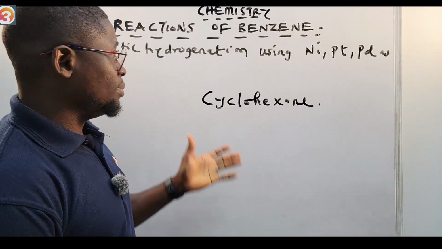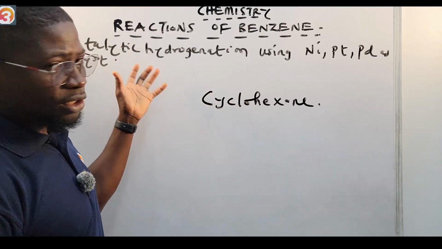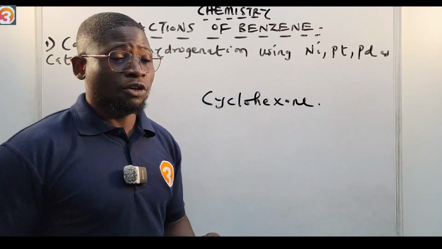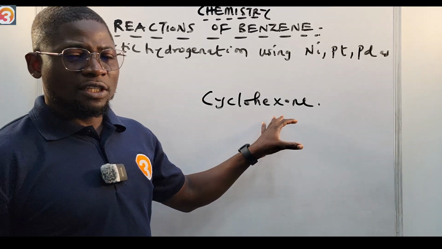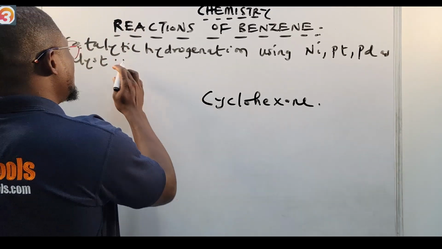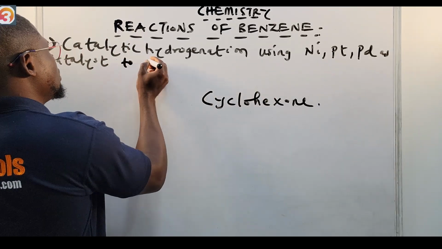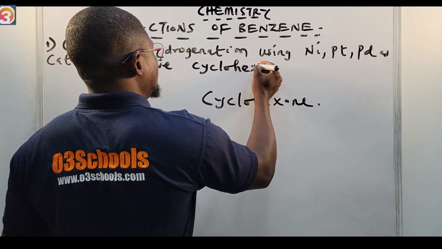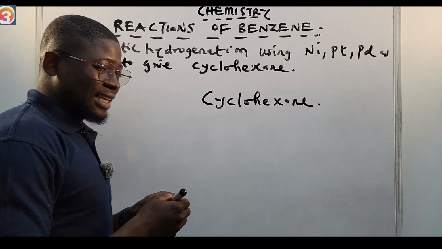What happens is that benzene vapor reacts with hydrogen, using any of these catalysts, either nickel, platinum, or palladium, and of course it now gives us this product, cyclohexane. So let us see how that reaction runs.